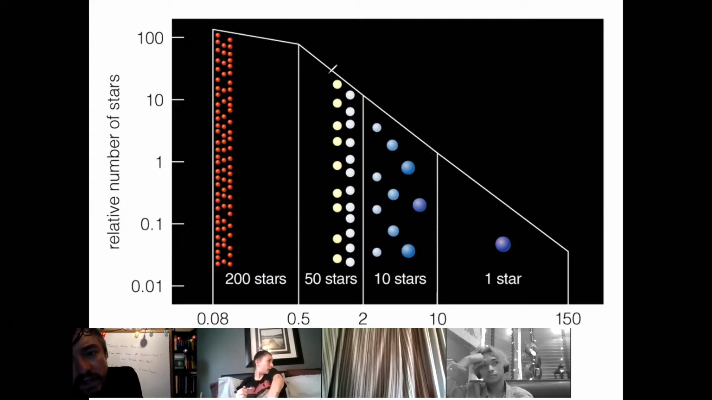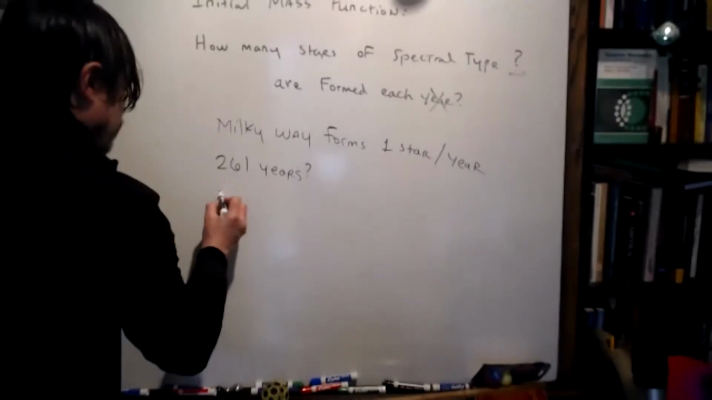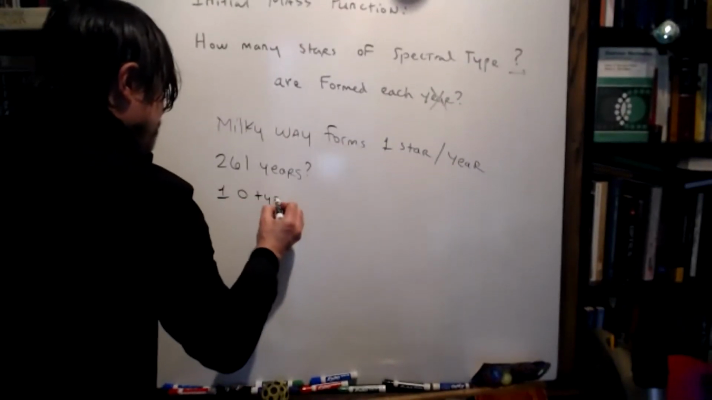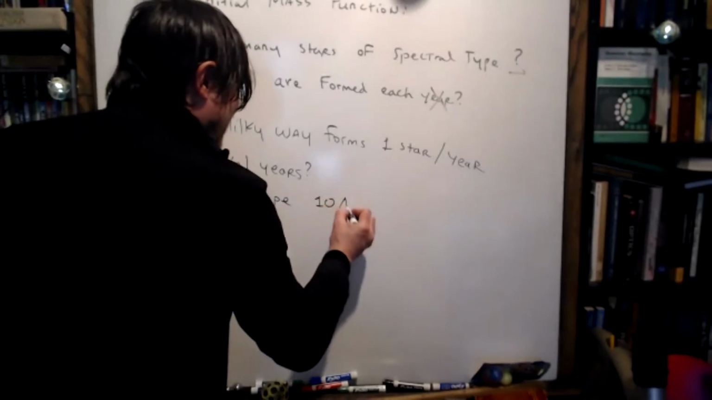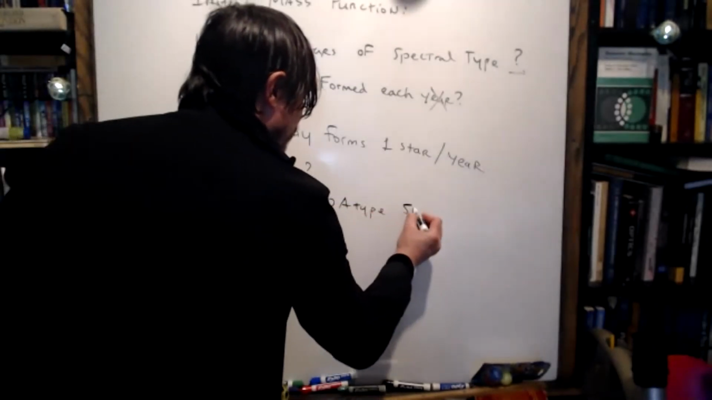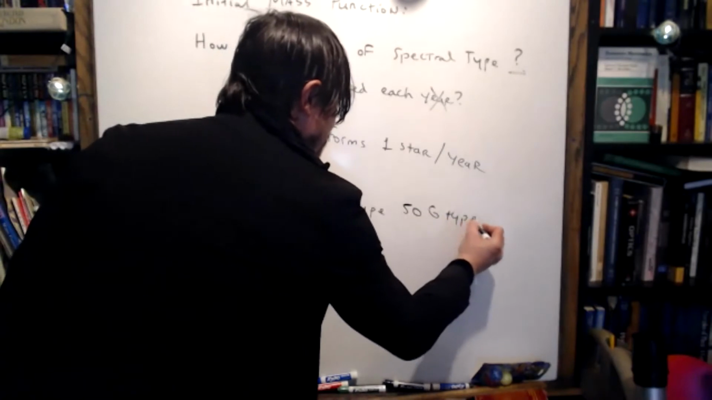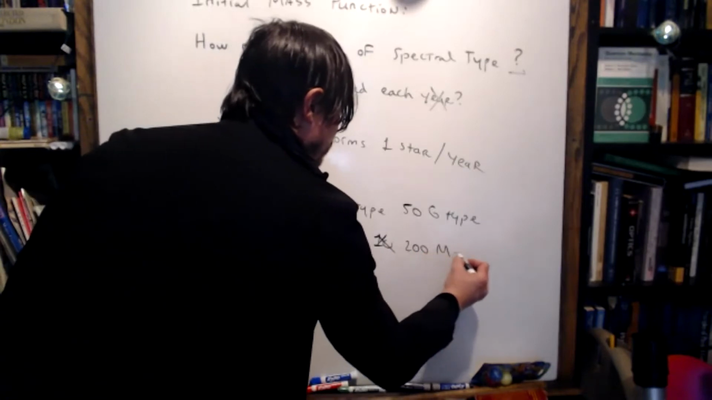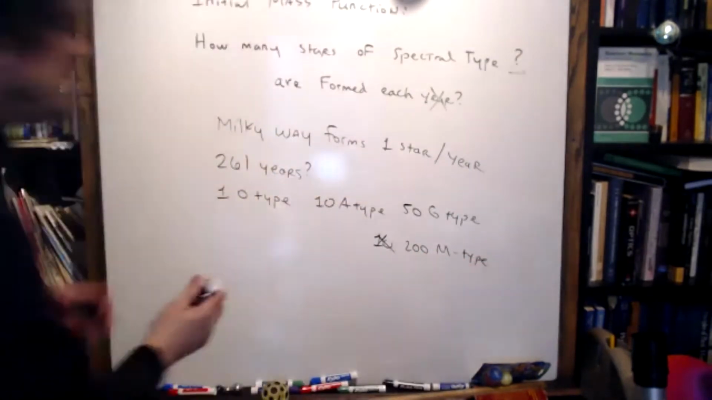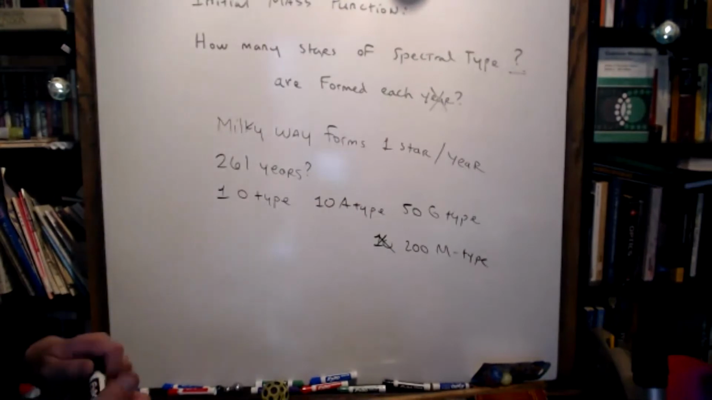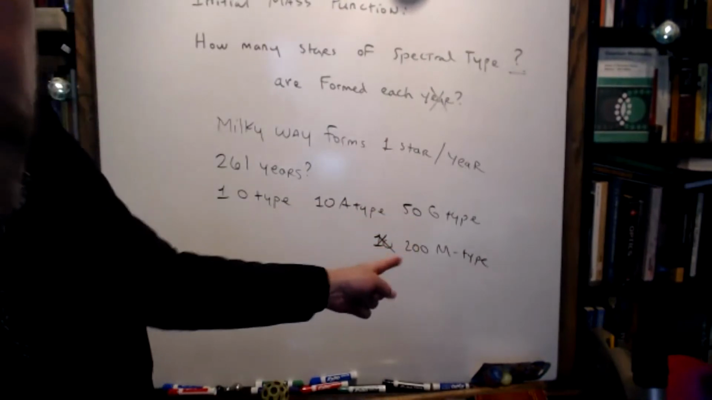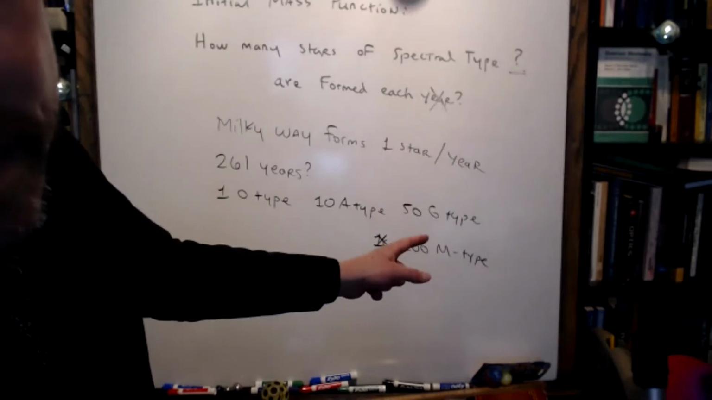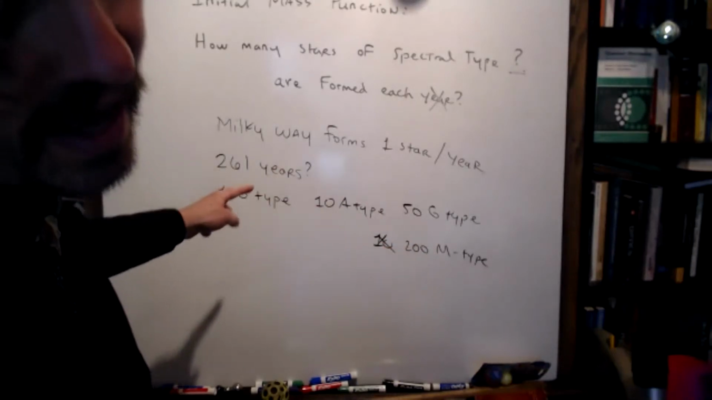Remember also that, oh, by the way, I guess we should take this as a note in case you're interested. For every one O type, you get 10 A types, 50 G types, and 200 M type stars. So this is the result of our studies of star formation. We discovered that nature makes more small, dim, low mass stars than it makes high mass stars.